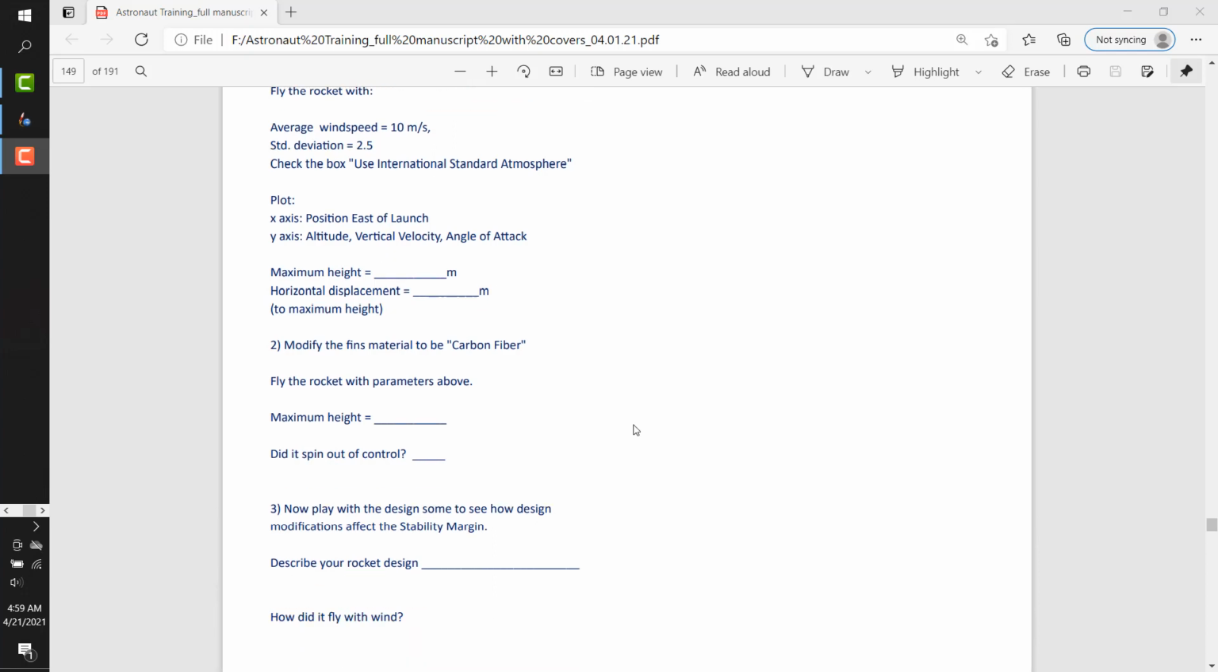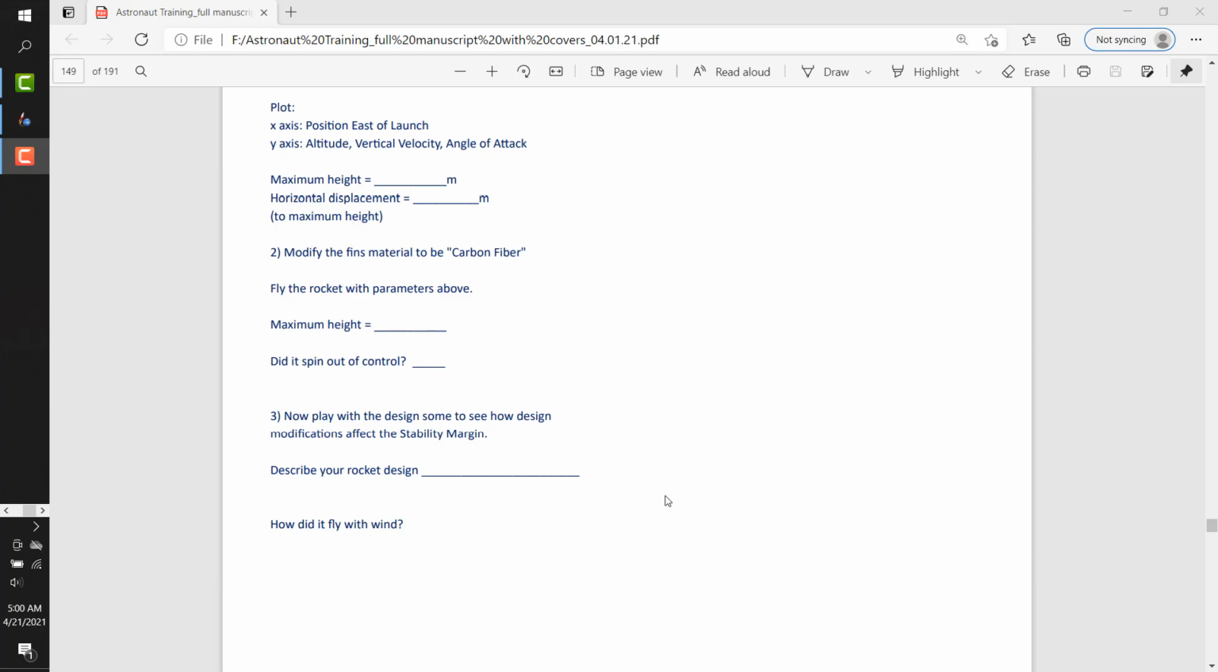Next, take that original Big Bertha file and change the fins material to carbon fiber. What this is going to do is increase the weight of the fins and move the center of gravity below the center of pressure. So now it's an unstable rocket. Fly this rocket with the same wind conditions, and make a note of its maximum height. Then make a note: did it spin out of control? You'll be able to see if it spun out of control by looking at this graph.